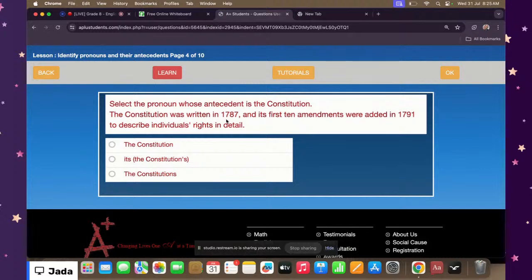The pronouns whose antecedent is the Constitution. The Constitution was written in 1787 and its first amendments were added in 1791 to describe individuals' rights in detail. So, what is the antecedent? It's. That's the pronoun here.